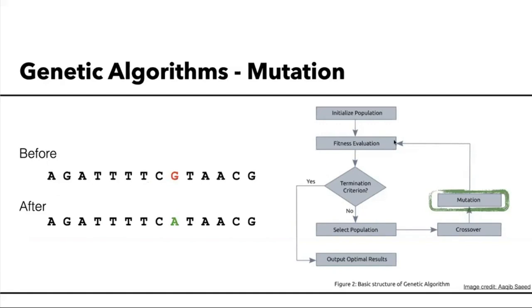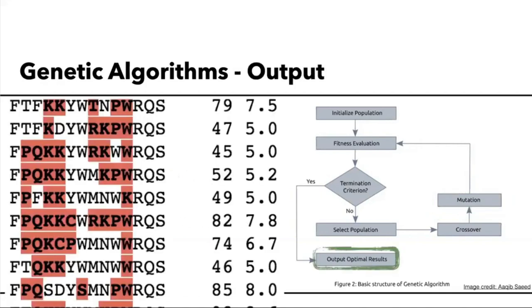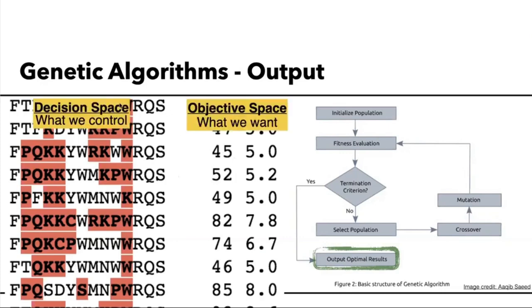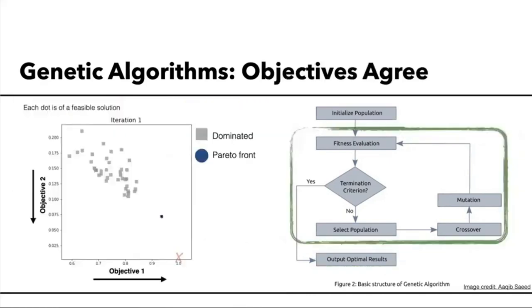And so we'll do this in many iterations, and we can, let's say, stop after 40 or 100 iterations. At the end of this process, we'll have a list of all the individual sequences that we examined, and we'll have all of the scores. So what we get at the end is a list of our decision space, which we have full control over, and our objective space, what we actually want.